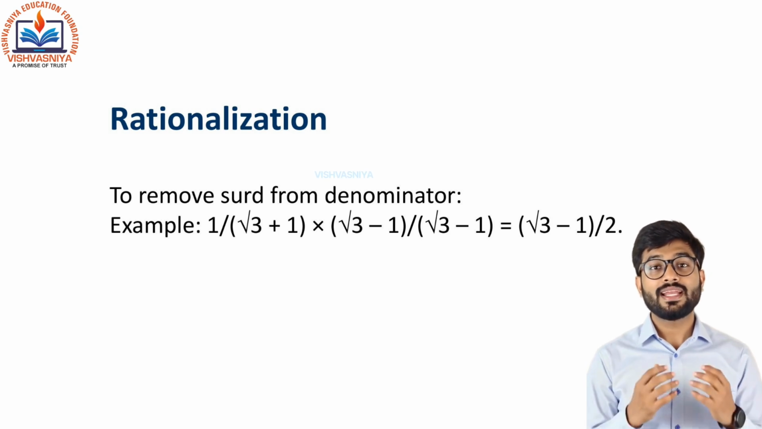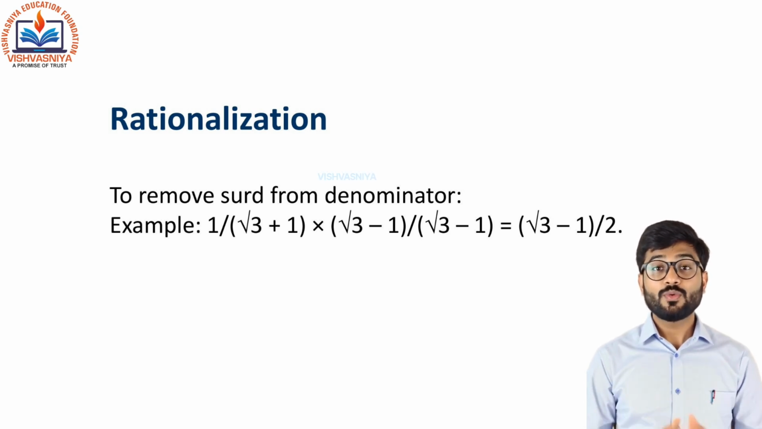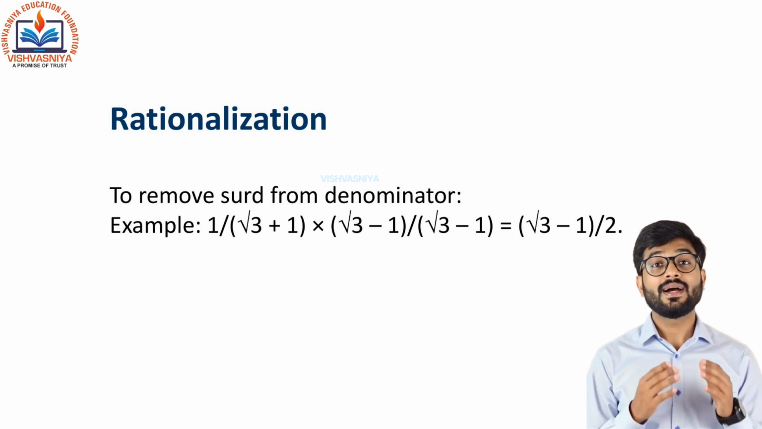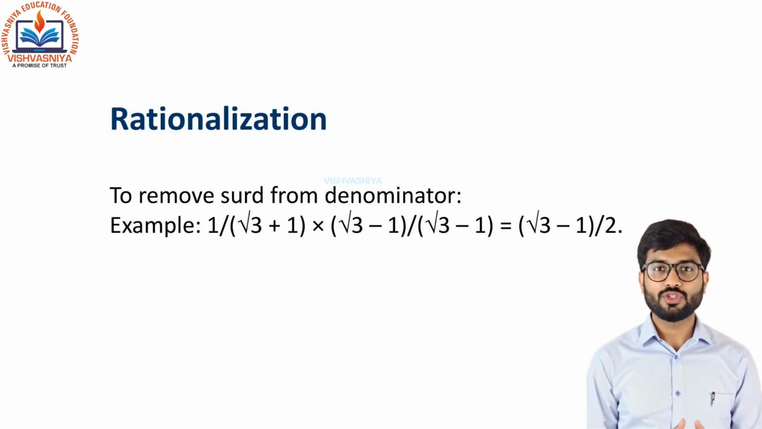Simplify. Numerator is square root of 3 minus 1. Denominator is 3 minus 1 equals 2. So, the rationalized form is open bracket square root of 3 minus 1 close bracket divided by 2.